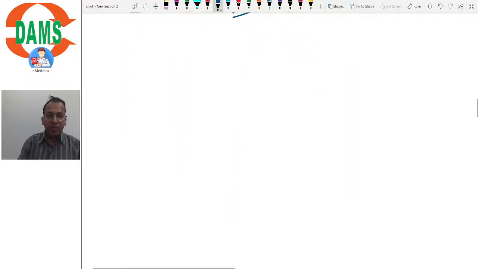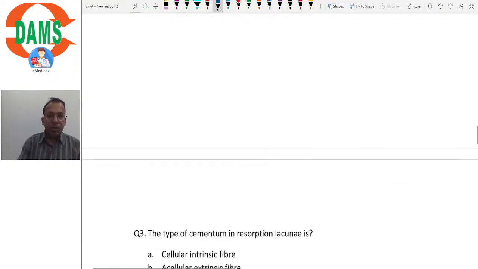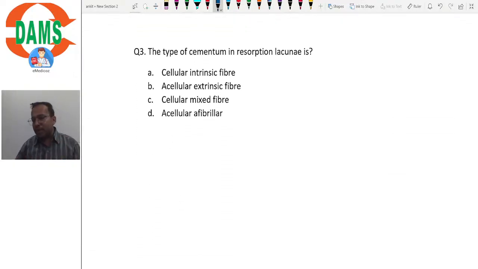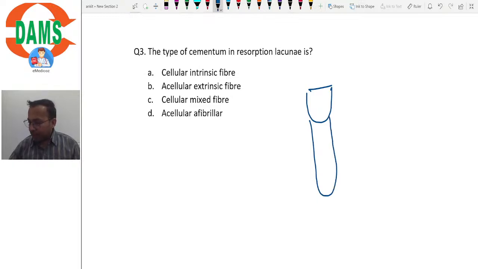So let's go to the next question. Question number 3. The type of cementum in the resorption lacunae is... So whenever there is an external resorption, let's say this is the root and this is the resorption, right? Resorption can heal either by anatomical repair, physiological repair, or functional repair. In anatomical repair, the outline of the root will be restored.